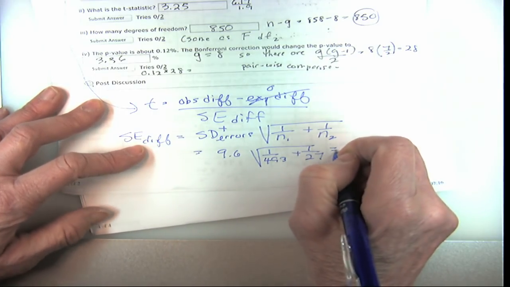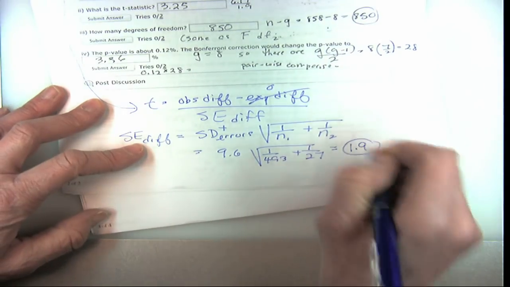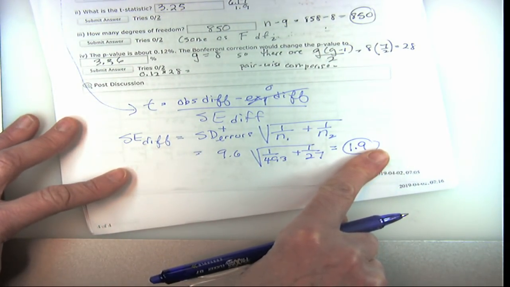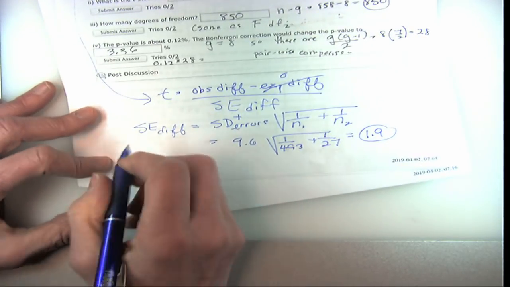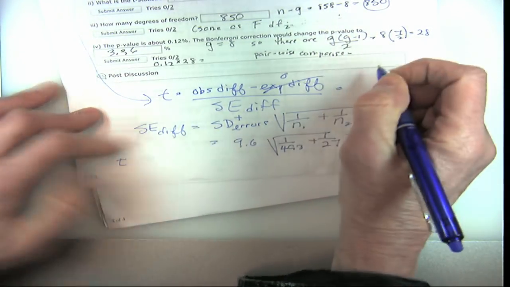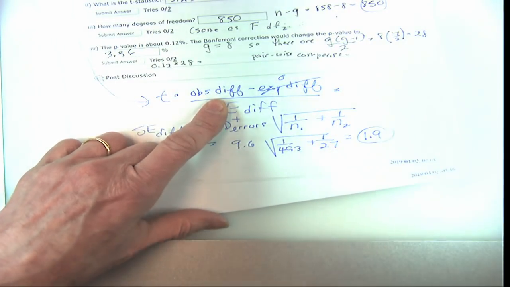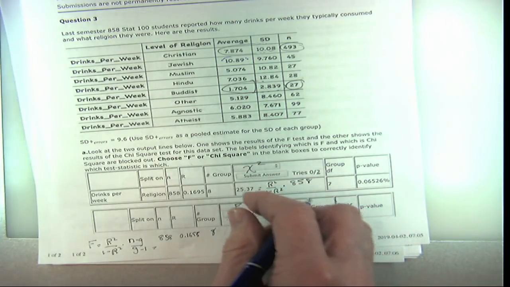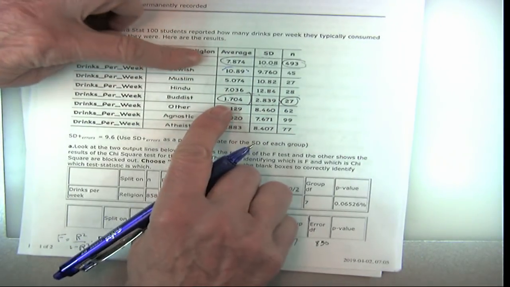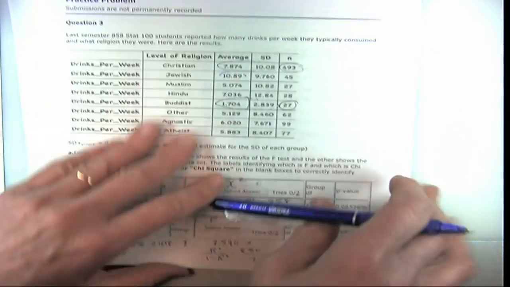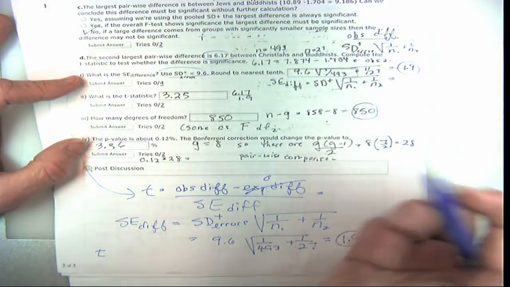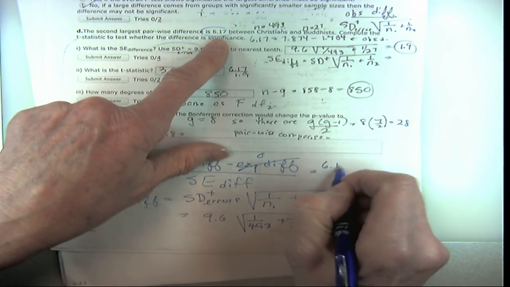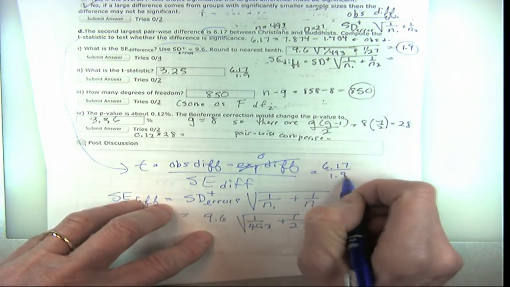I did this, and I got 1.9 as my answer. Okay, so that's the standard error. Now, how do you get your t-statistic? Your t would then just be your observed difference between the two group means. And what are the two group means? We just looked at them. You just take their two means, 7.8, and you subtract them. I think it was already given to you, wasn't it? Yeah, there's the difference. So it's just 6.17, and you would divide it by the 1.9. Okay?